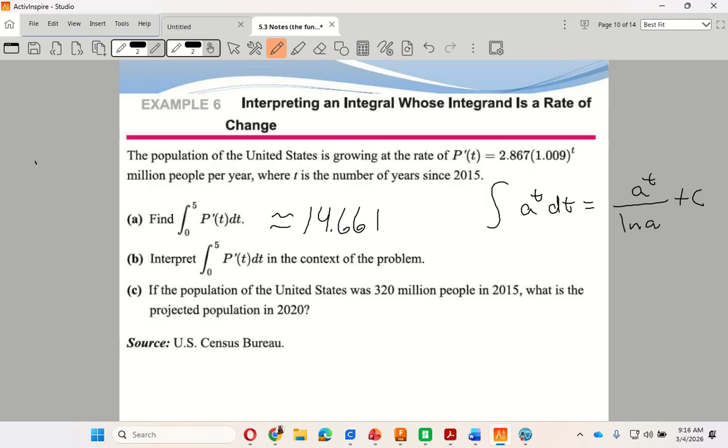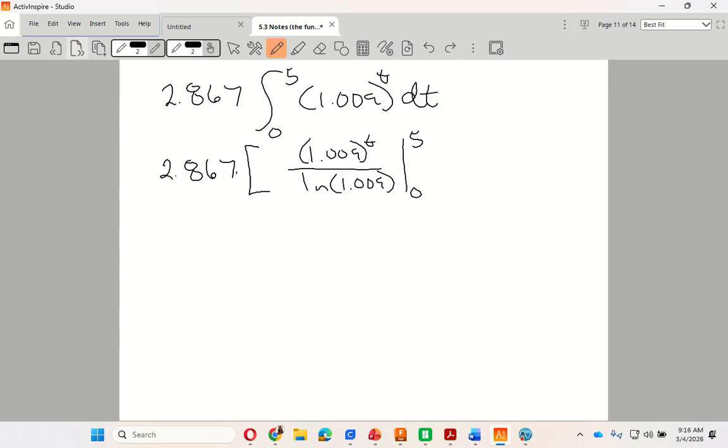Now, B, interpret that in context of the problem. Can you go back to when we did the LN form? Yeah, but the actual number. Oh, with the numbers?